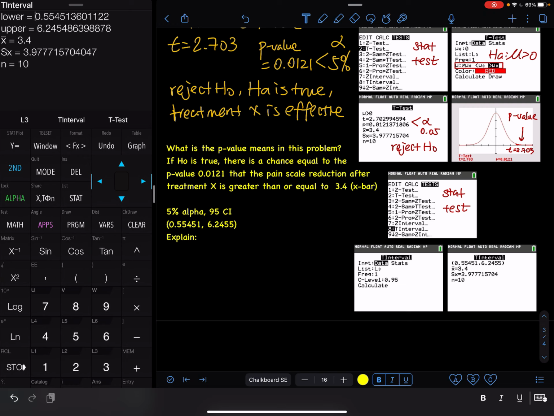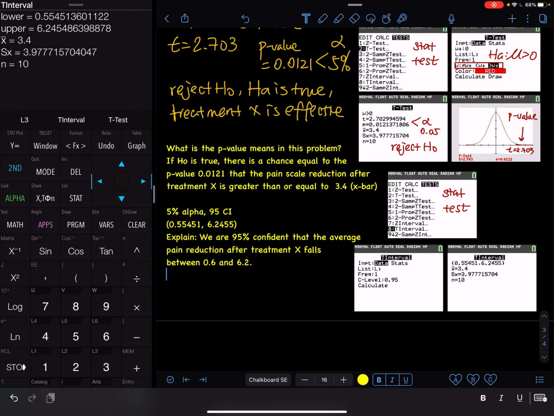To explain, this is the correct language. We are 95% confident that the average pain reduction after treatment X falls between, let's round this a little bit, 0.6 and 6.2. So you go see a doctor and you get this treatment. On average, after the treatment is done, expect to reduce 0.6 to 6.2 points in pain scale.